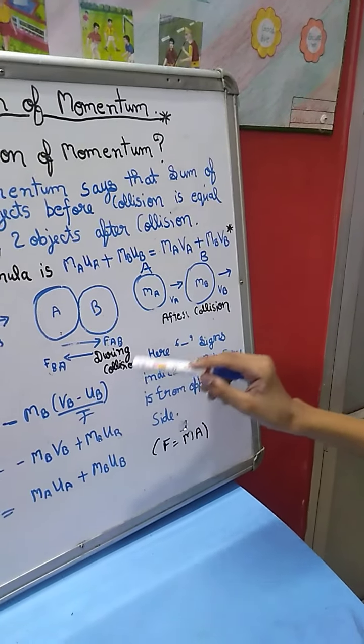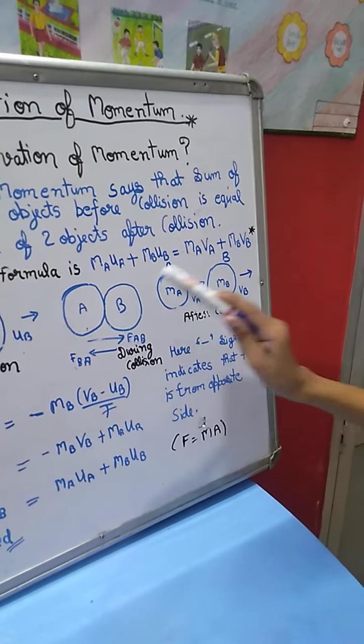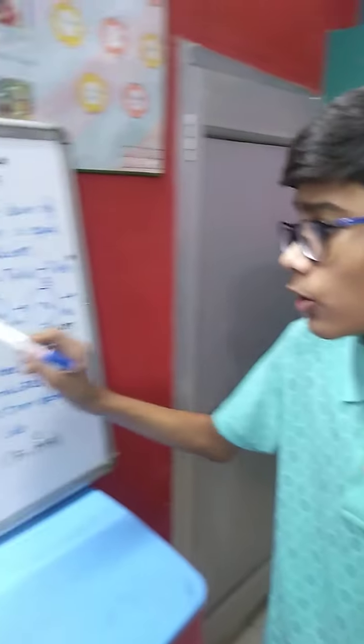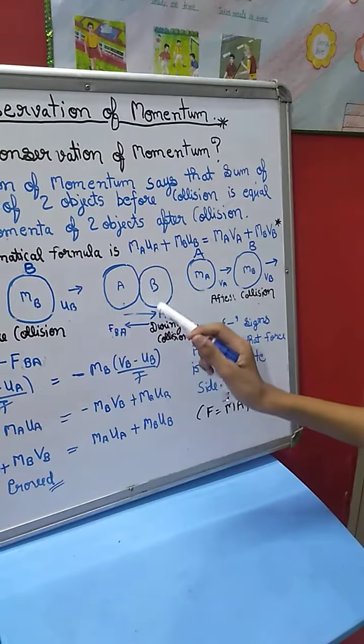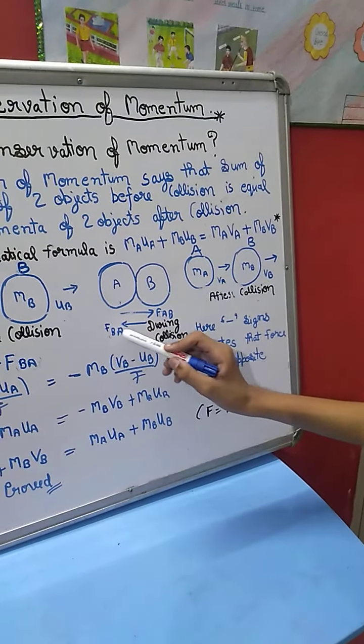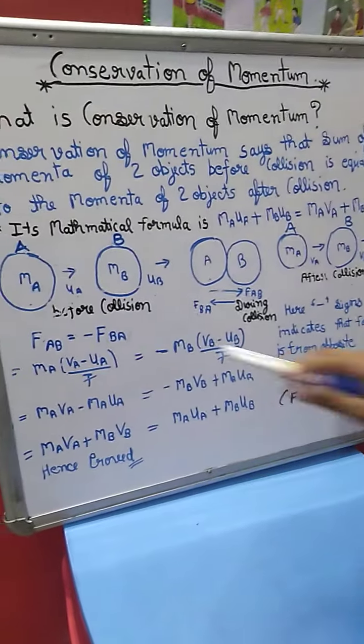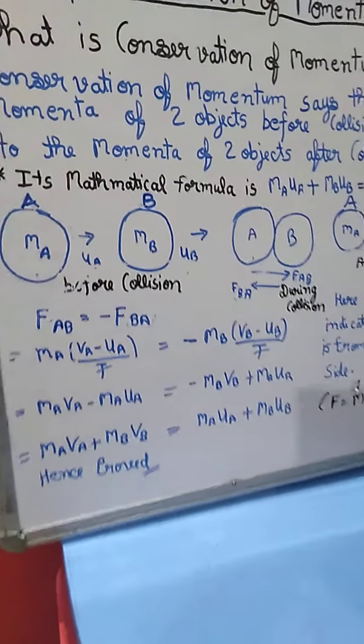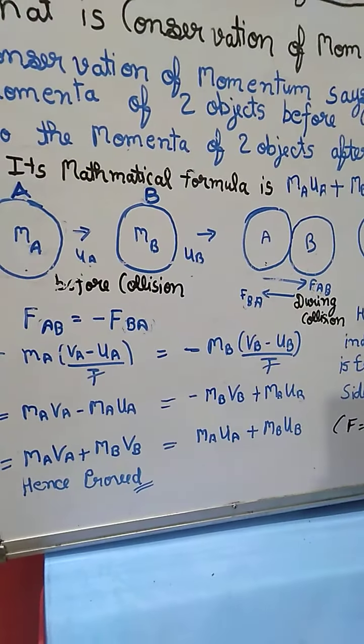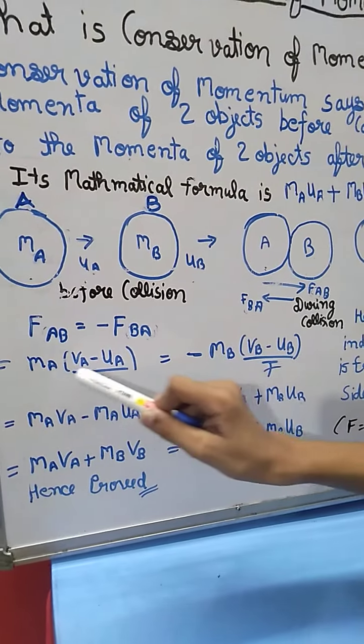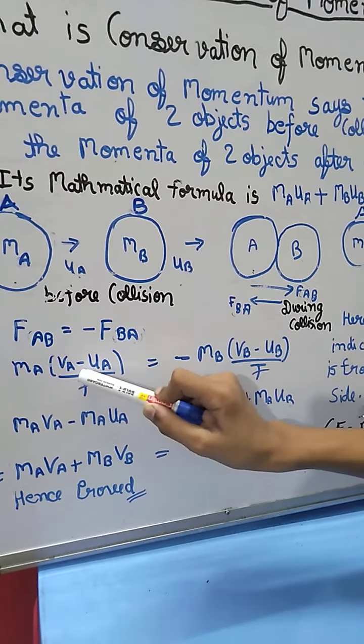Now, during collision, ball A exerts force on ball B, and as we know by the third law of motion, every action has an equal and opposite reaction. So, ball B also exerts force on ball A, which is equal and opposite, and it is force B. Now, as we know by the second law of motion, force is equal to mass into acceleration. So we put mass into acceleration, which is change in velocity per unit time.